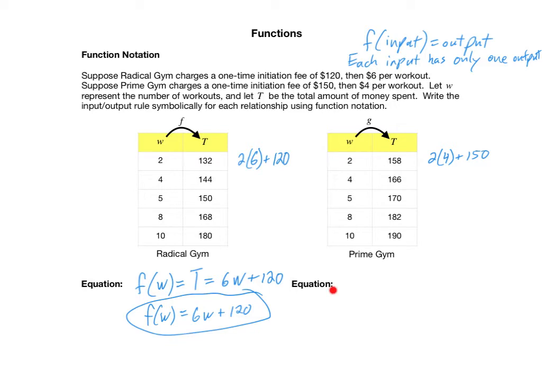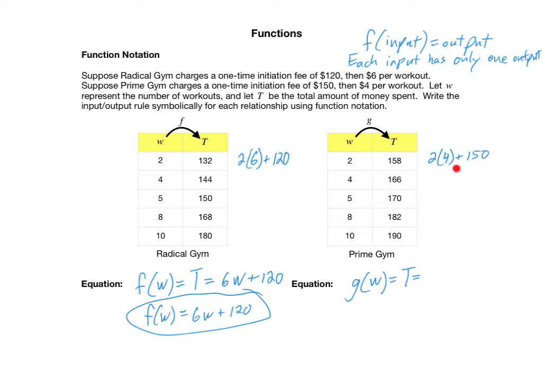First, let's come up with the equation for Prime Gym. And again, we're using G to represent the relationship between the number of workouts and the total amount of money spent. So instead of writing F of the input, it's going to be G of the input. So we've got G of, and again, the input variable is W. So we've got G of W equals, and again, that equals the output. And the output, of course, is represented by T, so we'll put that in there. But we want to know, how do you get that output T from the input W?